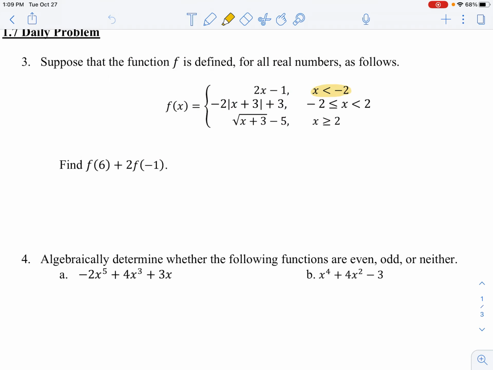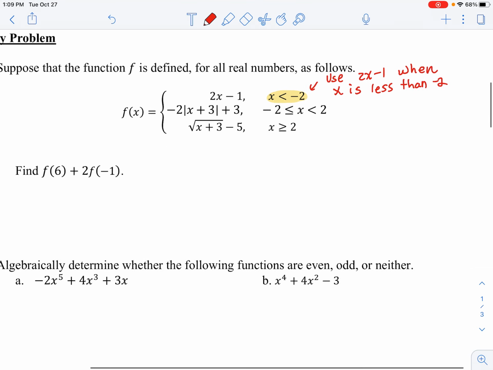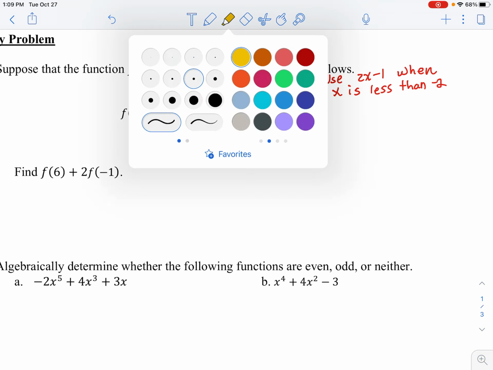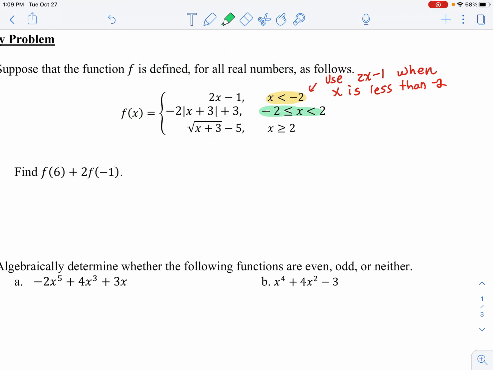First one, you use the top one. We'll use 2x minus 1 when x is less than negative 2. When you are looking at a piecewise function, we want to look at these domains first, because we have 3 pieces, and depending on what x value we are given, we have to decide whether to plug it into the top one, middle one, or the bottom piece.